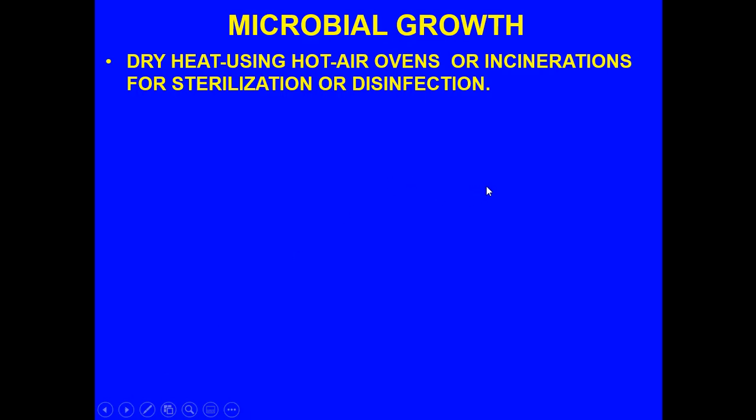Then we have also dry heat, and this is using hot air ovens or incineration for sterilization or disinfection. Sometimes with certain glassware that you cannot put into an autoclave, the way that they would do it takes a little bit longer in time, but you raise the temperature much higher, let's say 250 Fahrenheit, 300, and you have basically disinfected it, sterilized it, etc. Okay?